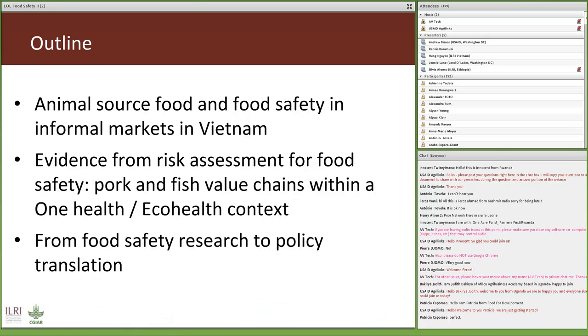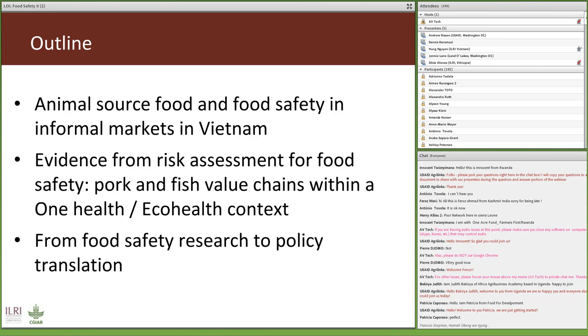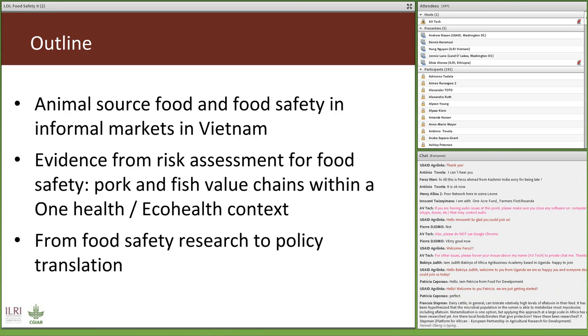And actually, I will focus on three key points. The first is, in fact, the context of food safety, in particular in informal markets in Vietnam. The second point, I will highlight some of the studies that we have been conducting in Vietnam on pork and fish value chain, but in a more umbrella context of One Health and Eco Health. And finally, I will have some reflection on the translation of research evidence into policy in Vietnam.